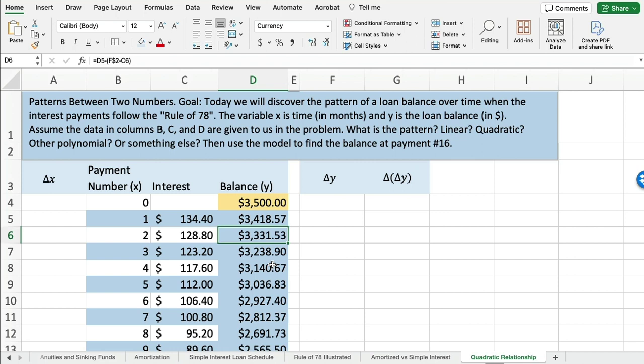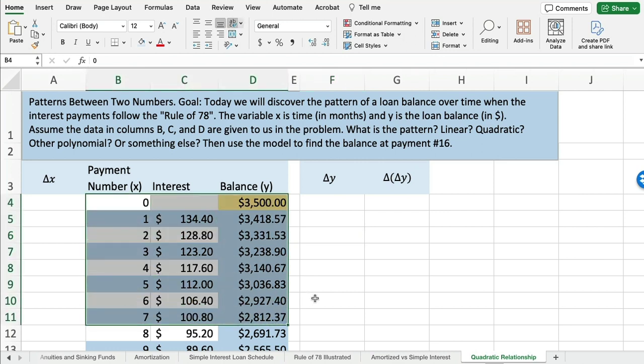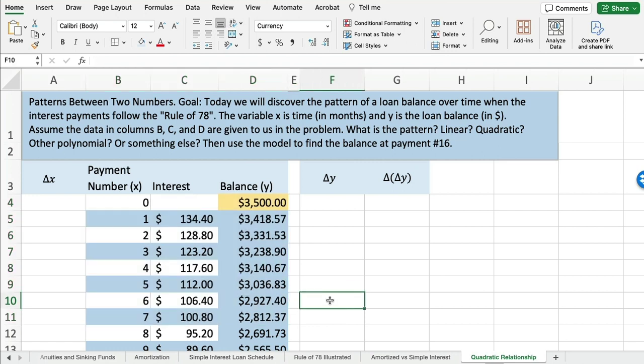And how do you decide that? When all you have in front of you is these numbers, how do you figure out what that pattern is? And we're going to do that. And then we're also going to get an equation for that.